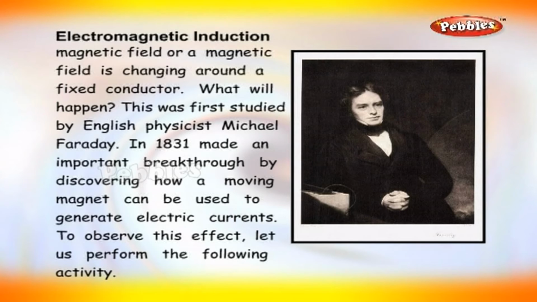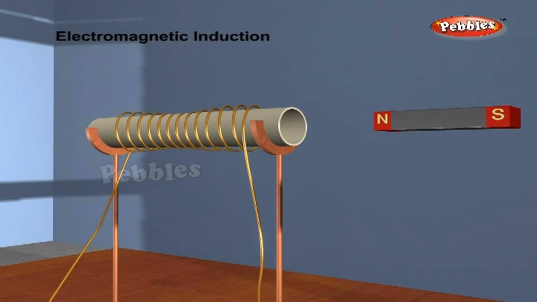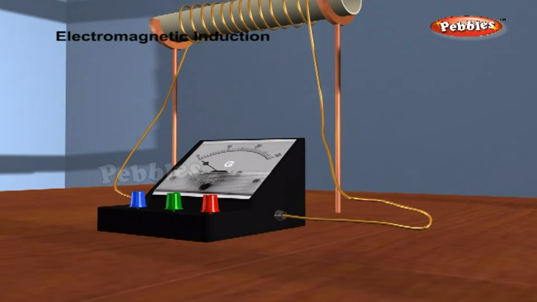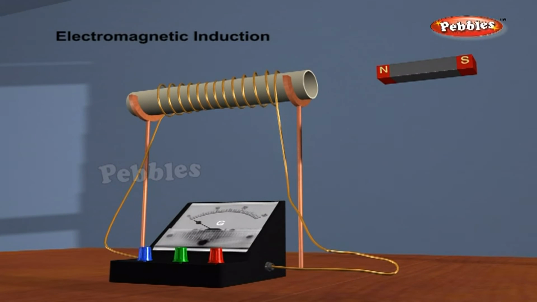This was first studied by English physicist Michael Faraday. In 1831, he made an important breakthrough by discovering how a moving magnet can be used to generate electric currents. To observe this effect, let us perform the following activity. Take a coil of wire AB having a large number of turns. Connect the ends of the coil to a galvanometer.